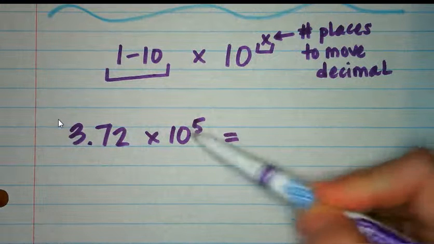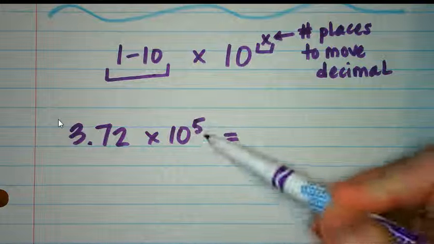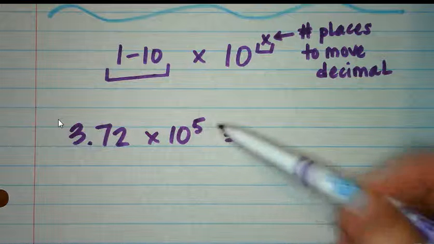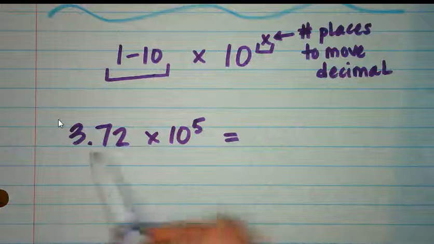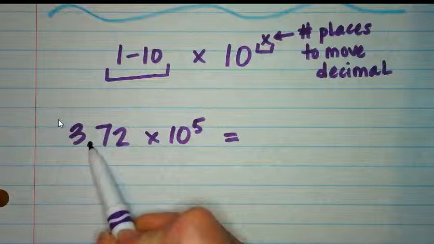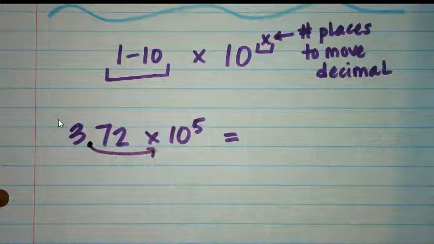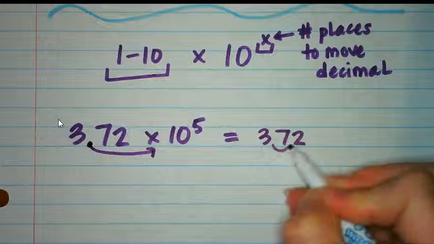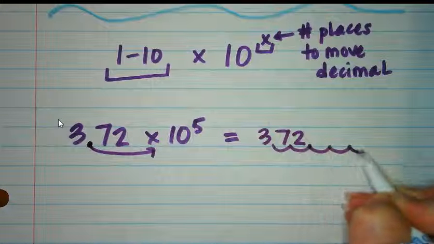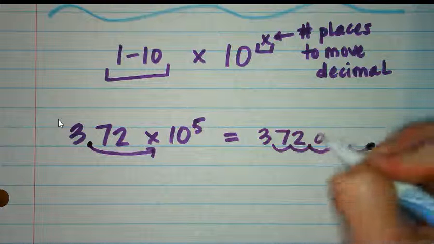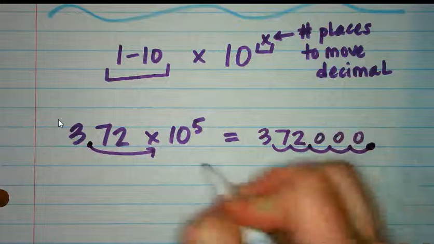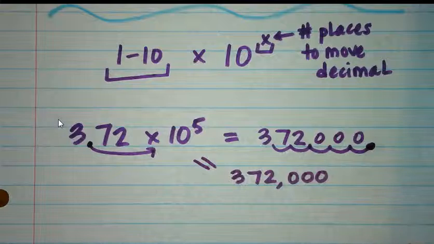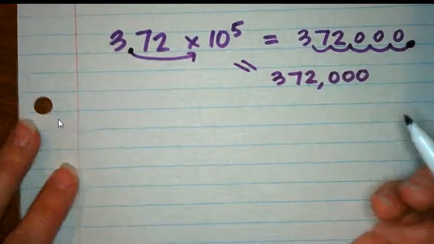The way I remember it is if my exponent is positive, I need to make this decimal move to the end of the number. If the exponent's positive, the decimal's at the end. So I need to take this decimal and move it 5 places to the right. So if I have 372, I'm going to go 1, 2, 3, 4, 5, and now my decimal's at the end, and the fillers are always zeros. So this answer right here would be 372,000.